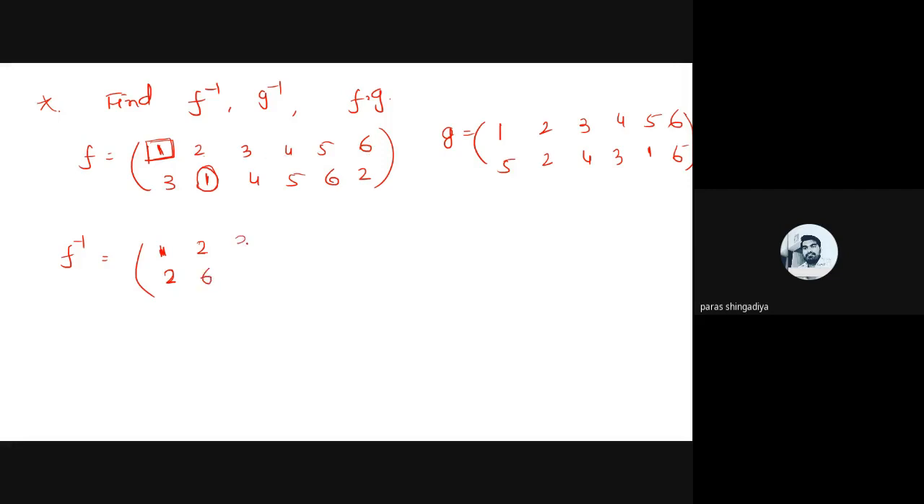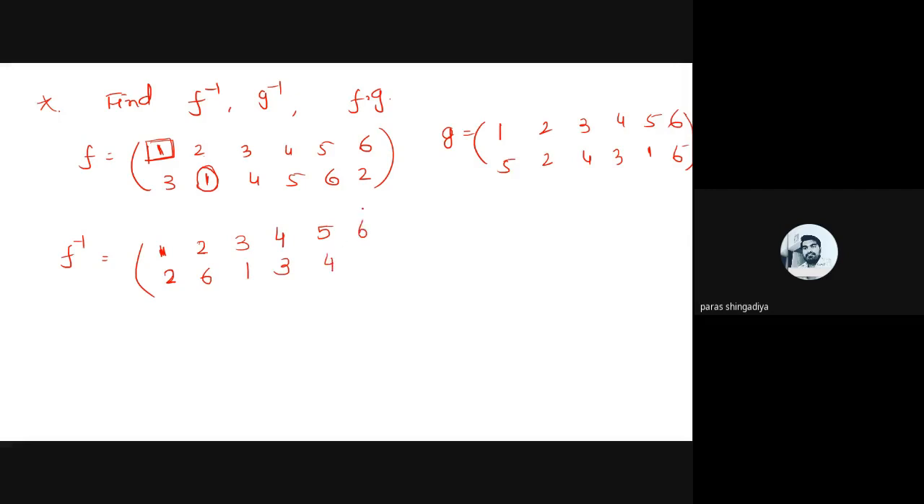And then 3. So 3 lies in the first place, and the inverse of 3 will be 1. Then 4. So 4 is in the third place, and its input value is equal to 3. So the inverse of 4 is equal to 3. Then 5. 5 is in the fourth place as the output, and its input value is 4. So here it is 4.